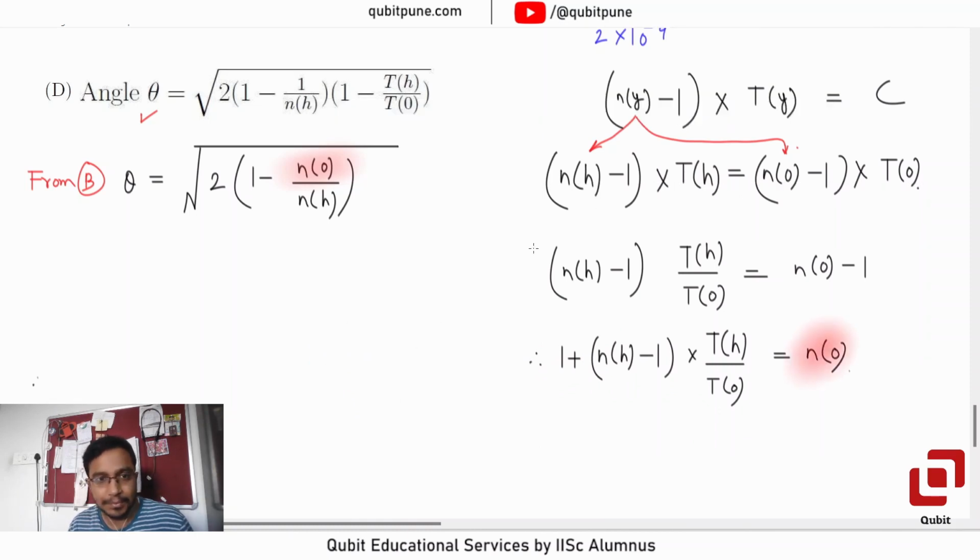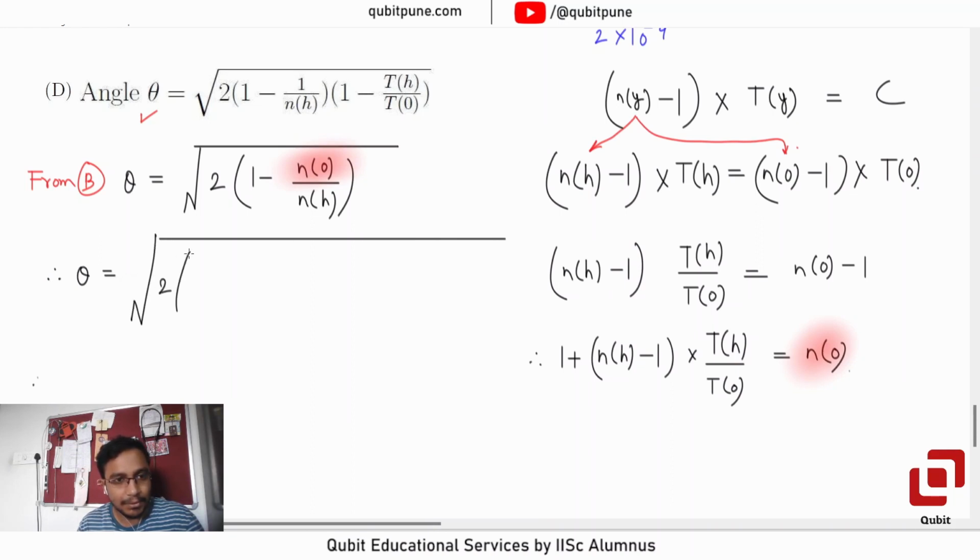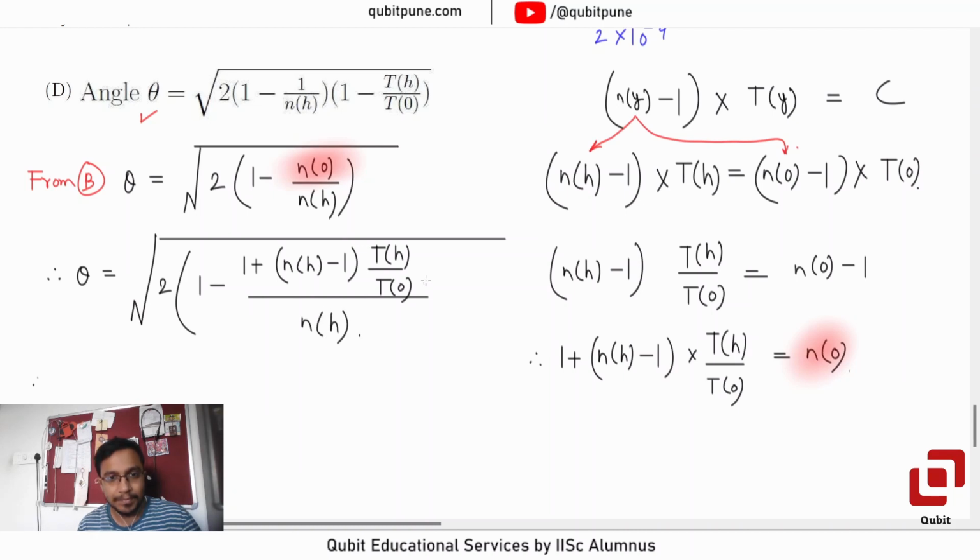Then let's see if we get it. Therefore theta is equal to root of 2 into 1 minus n0, which is 1 plus bracket nh minus 1 into th by t0, upon nh. So we have successfully managed to eliminate n0. Now let us see if the terms get simplified.